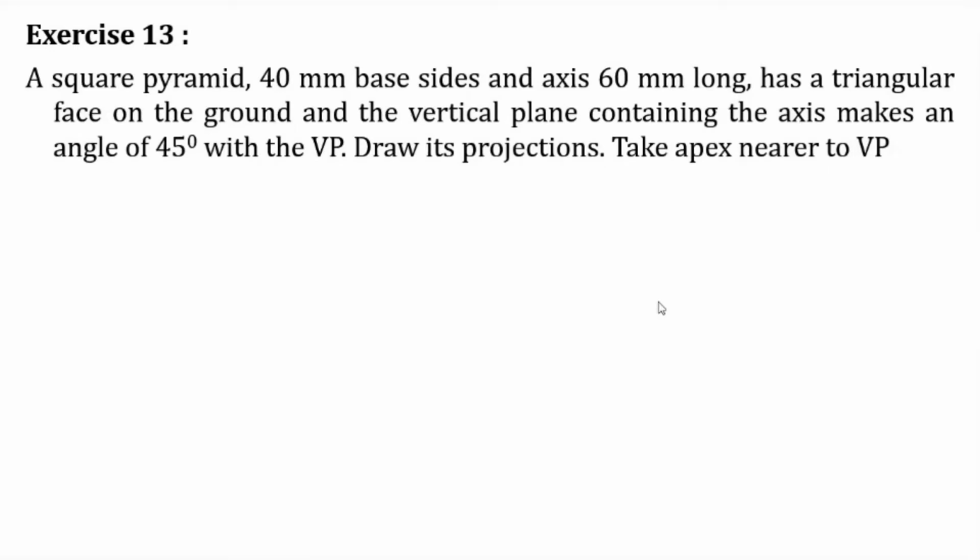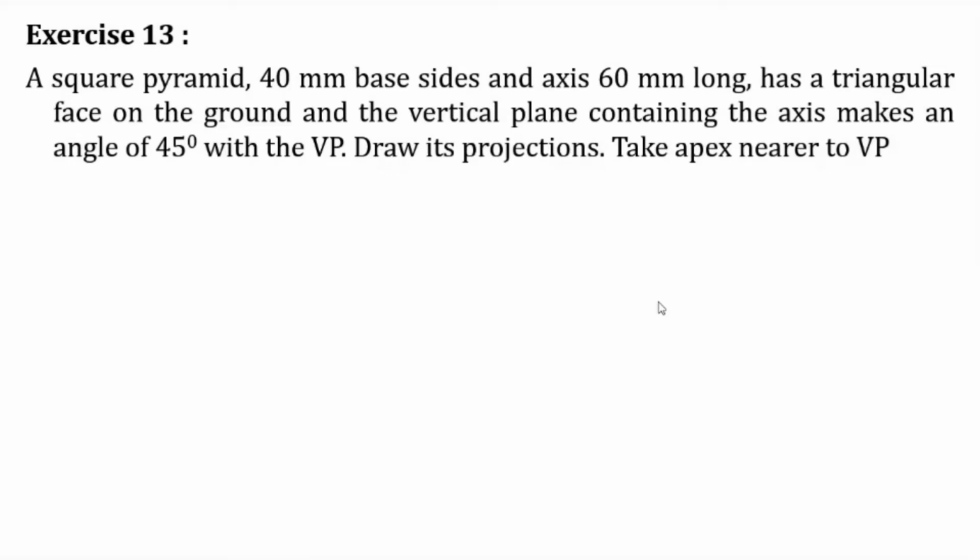This is the question for the next exercise. A square pyramid, 40 millimeter base sides and axis 60 millimeter long, has a triangular face on the ground, and the vertical plane containing the axis makes an angle of 45 degree with the VP. Draw its projections. Take apex nearer to VP.